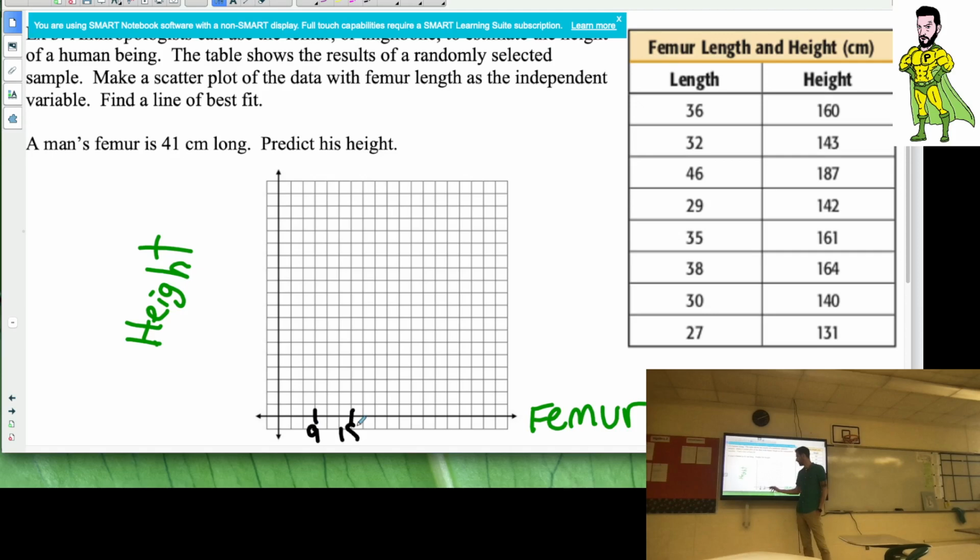And you might use a different scale than your friend, but if you're correctly scaling it, the graphs will end up looking the same. They'll have the same correlation. So 1, 2, 3, there's 36, and then it'll be 45.